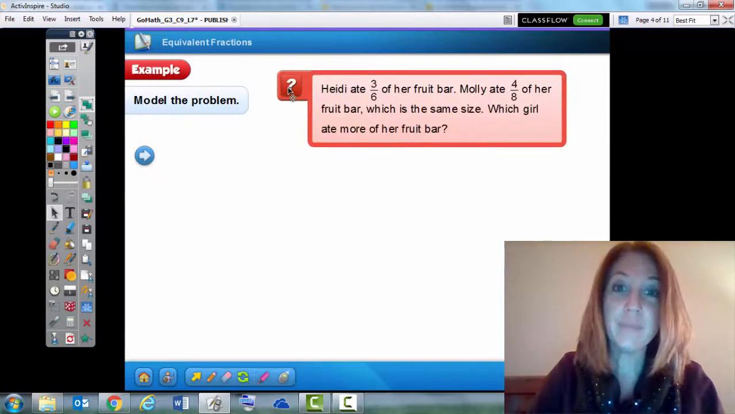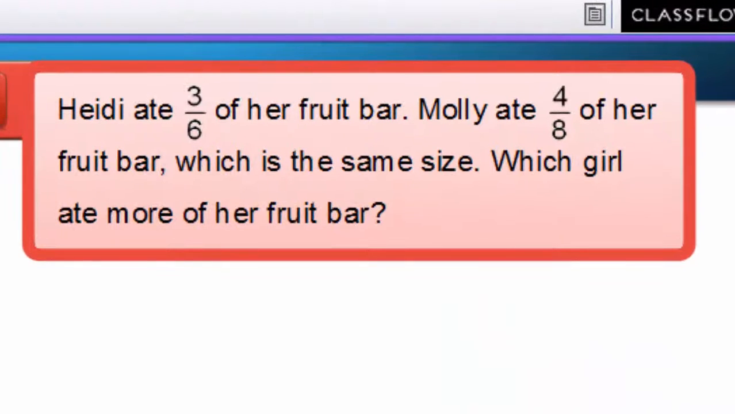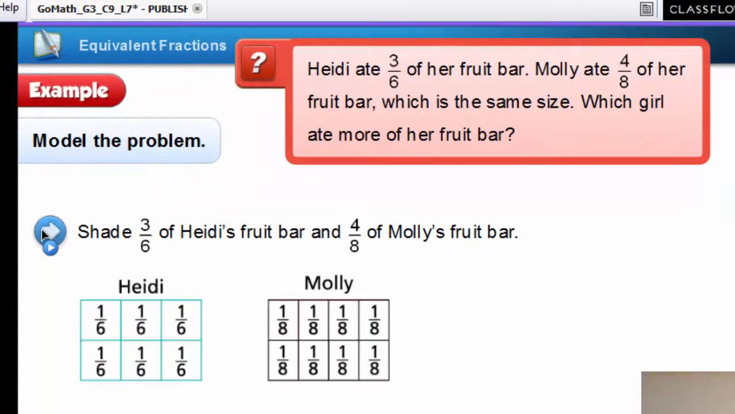Let's look at another problem. Heidi ate 3/6 of her fruit bar. Molly ate 4/8 of her fruit bar, which is the same size. Which girl ate more of her fruit bar? Let's model this problem. We're going to shade 3/6 of Heidi's fruit bar. Okay. We're going to shade 4/8 of Molly's fruit bar. Remember, they are the same size.